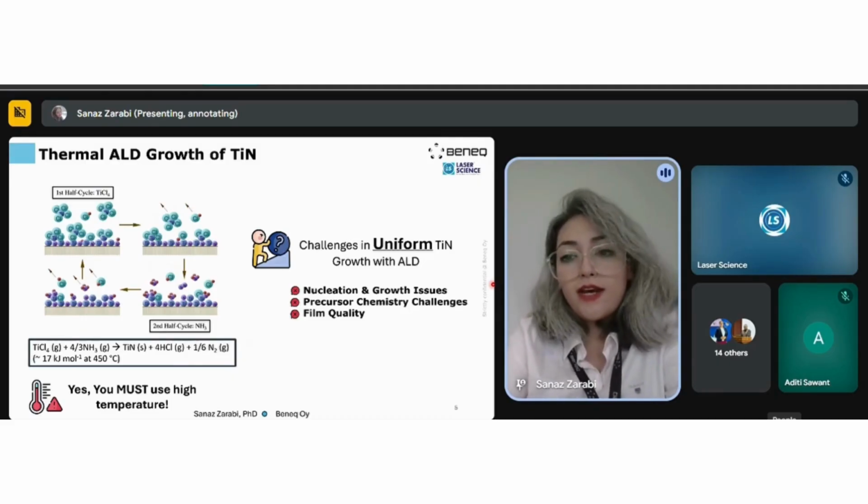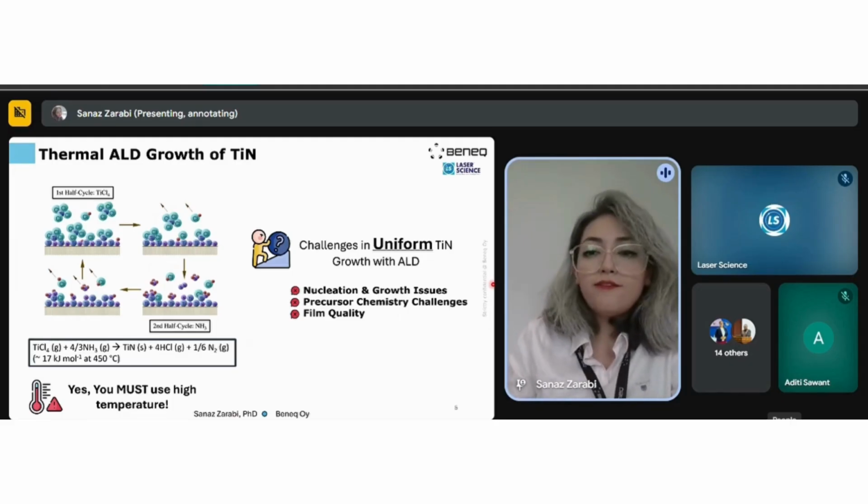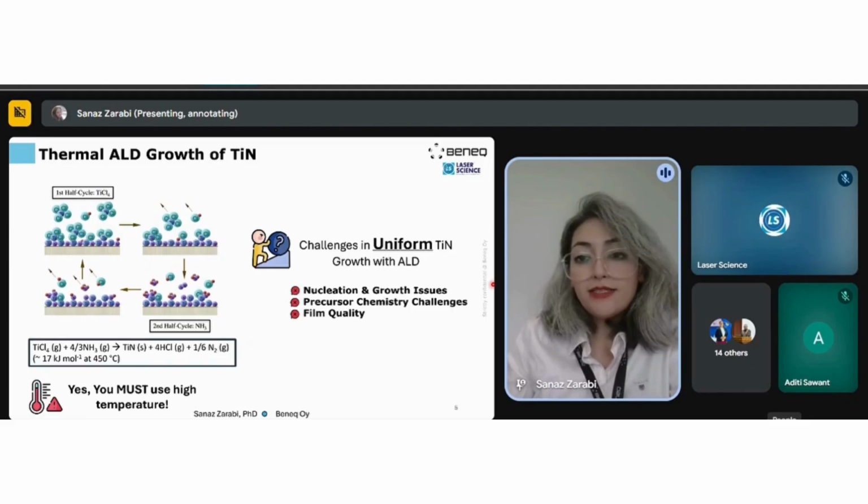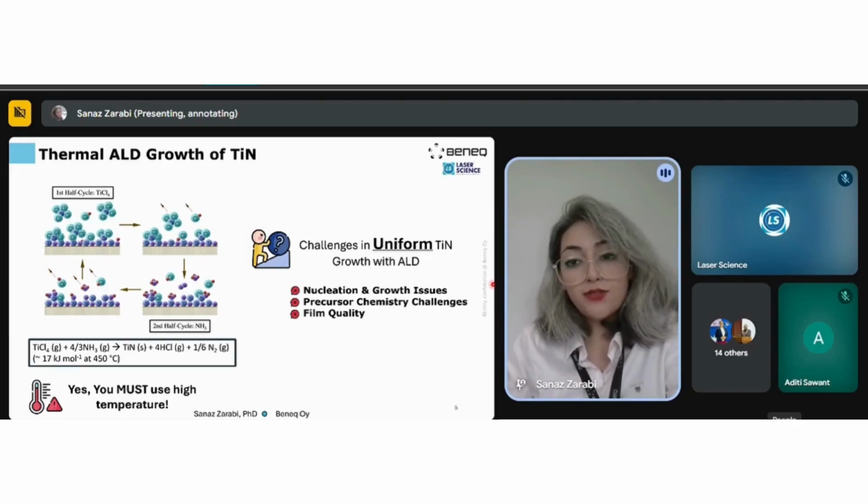Moreover, unlike oxide ALD, where growth is often smooth and layer by layer, metallic films like titanium nitride tend to grow in a three-dimensional island mode. That's the mode that we just mentioned. This happens because of high surface diffusion, making it harder to achieve uniform thickness across the substrate.